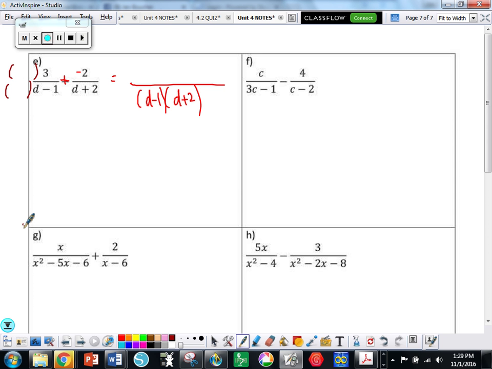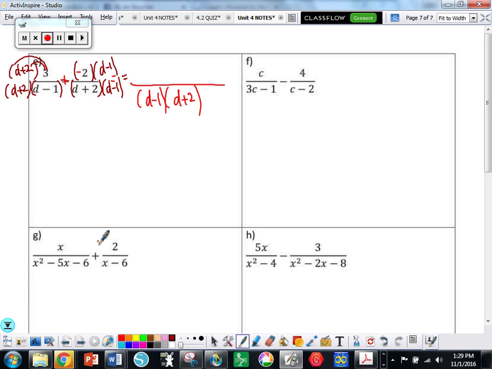Okay, looking at that first fraction, what does the first fraction need in order to have this as the denominator? Yes, the first fraction needs a what? A d plus 2. The second fraction, in order to have this as your common denominator, needs a d minus 1. Questions with that step? Nothing? Okay. Now what do we do? They have the same denominator. Let's simplify the numerator. Let's simplify that first one.